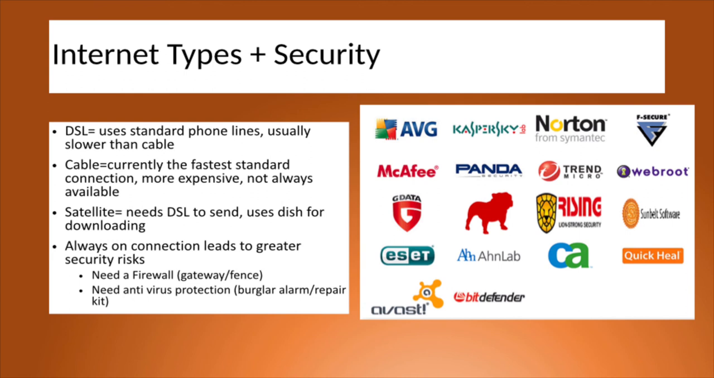And then you need antivirus protection, which is a burglar alarm and sort of a repair kit that allows you to repair if a virus gets in, and warns you what has gotten in and how you get rid of it. Because if you have one without the other, you're not really protected. A firewall without an antivirus is not effective, because if somebody downloads something and installs it, you're not getting the protection you need.